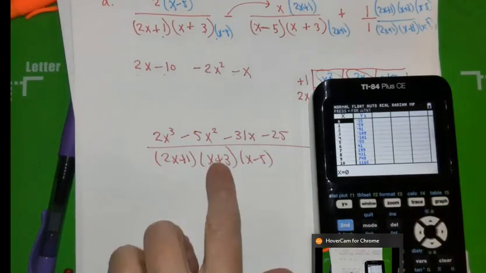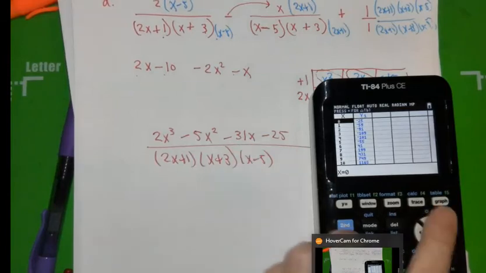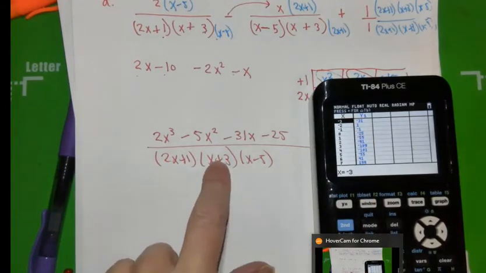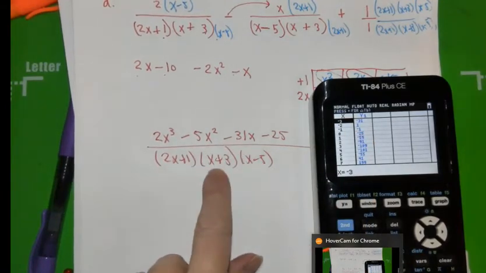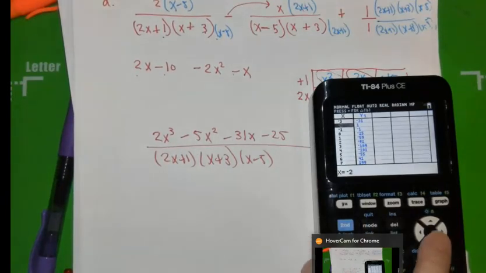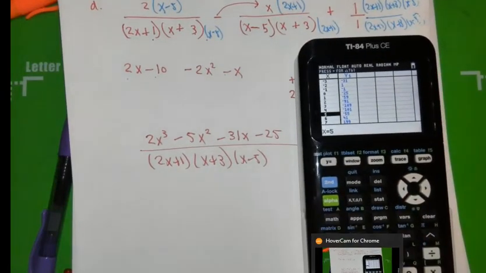So what I need to know is, is negative 3 going to factor out of this? Go to negative 3, and the y value there is negative 31. So that means this will not divide out of this. What about x minus 5? Well, if you go to 5, the y value there is negative 55.